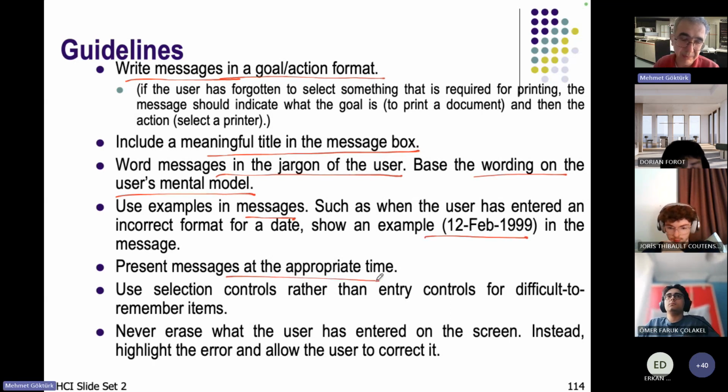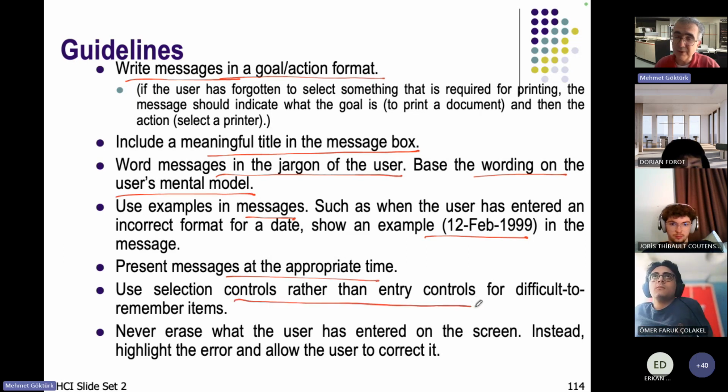Present messages at the appropriate time, not at the end. Imagine you enter, submit, and then it says the date is wrong. It was the first element in the form, so you should tell me that it is wrong while I am doing that part. So give the error message as early as possible. Use selection controls rather than entry controls. For example, a date combo. When you use a date combo, it will be very difficult to enter the date incorrectly because it is selected.